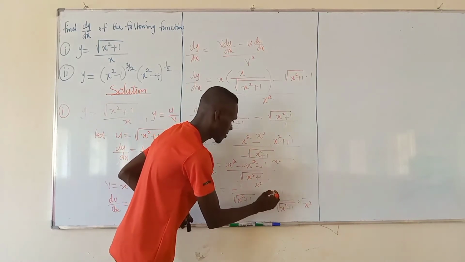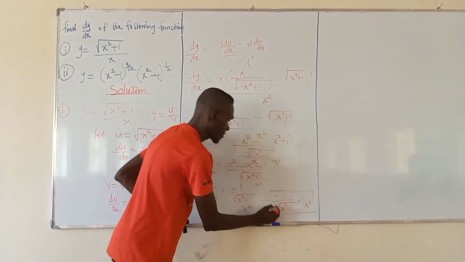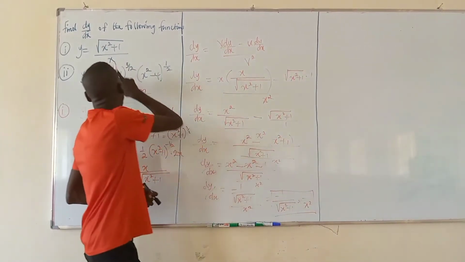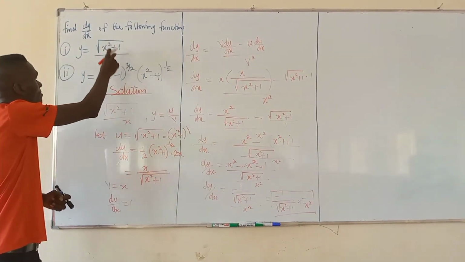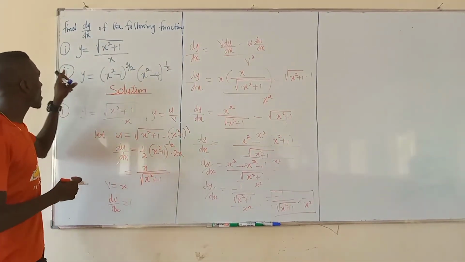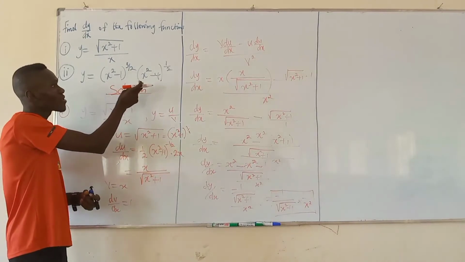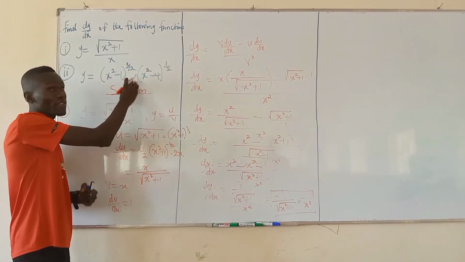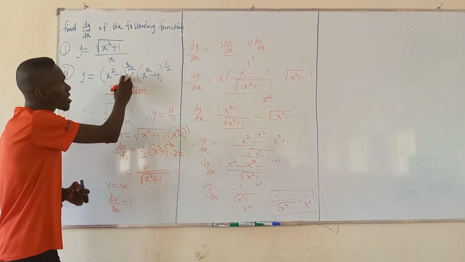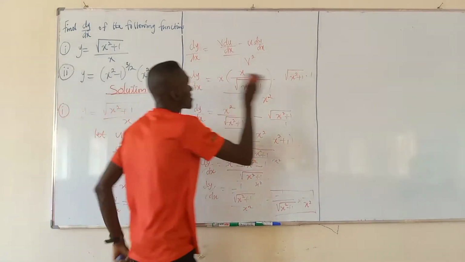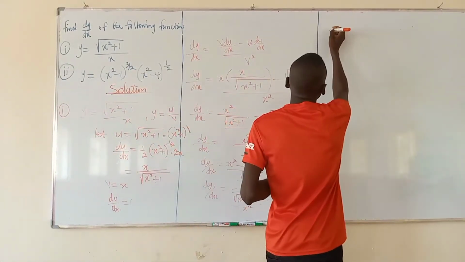And we can actually just stop here. And this is the derivative of y is equal to square root of x squared plus 1 over x. So as for the second one, looking at this very well, you all know that this is product rule. The first one being quotient, the second one being product. So how do we solve this? Let's see if we can manage this space.